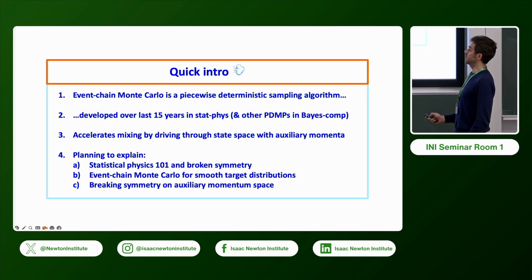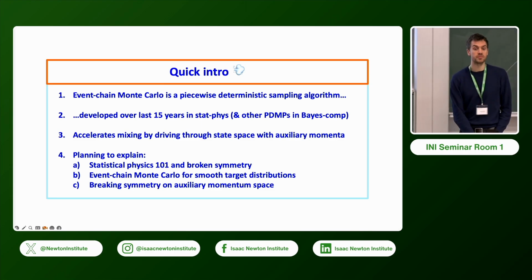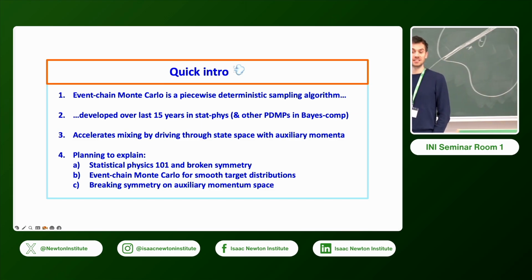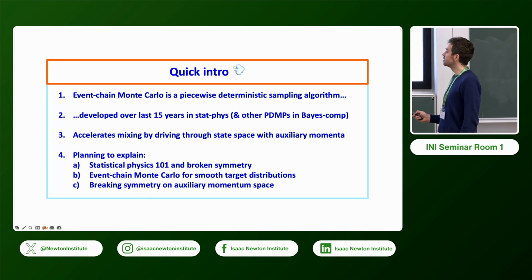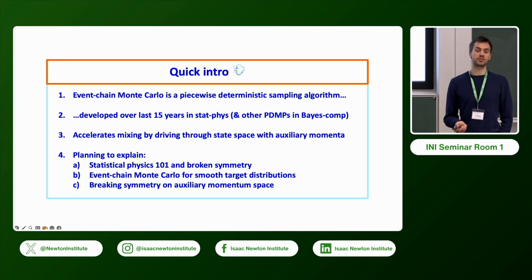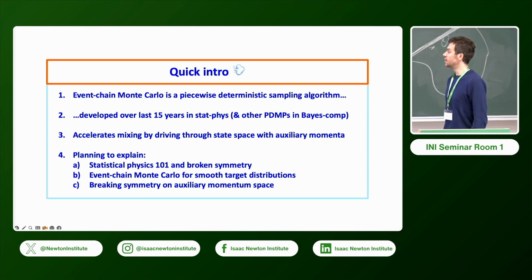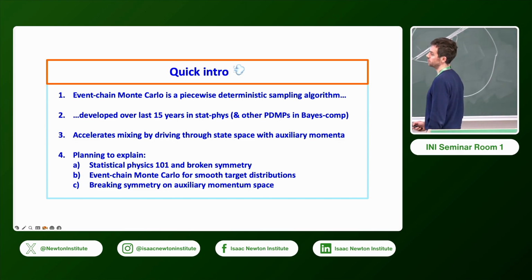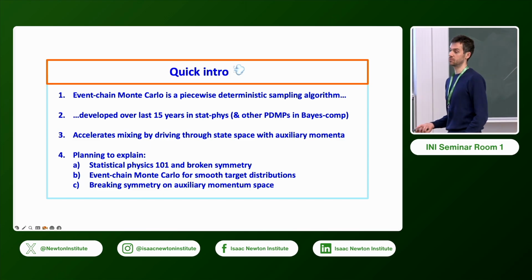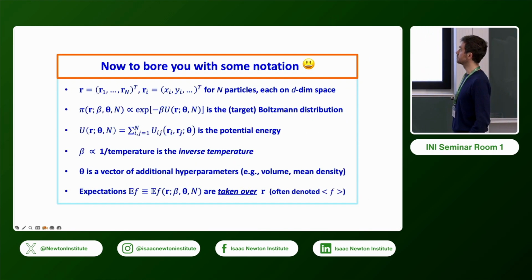sampling. So today I'm planning to explain, because many of you won't be statistical physicists, Statistical Physics 101, the concept of broken symmetry, which I'm guessing most of you won't understand. Of course, people like Werner and Luke will understand. Then Eventually Monte Carlo for smooth target distributions, before finally moving on to breaking symmetry on the auxiliary momentum space.